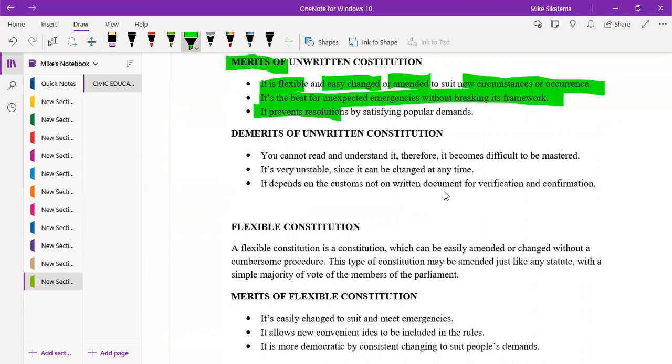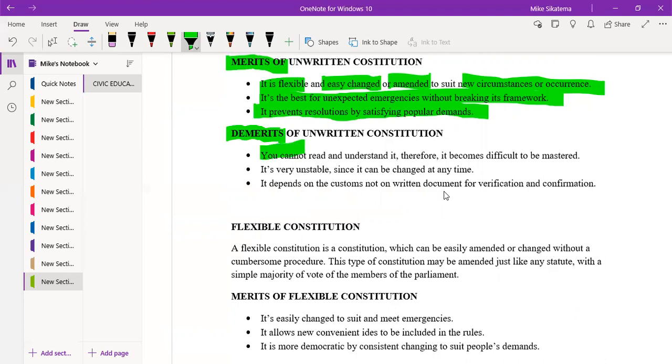It prevents resolutions by satisfying popular demands. Remember, a constitution projects the will of the people. So it means the people have to take part in changing the constitution. And it can prevent resolutions by satisfying popular demands because the majority always wins when it comes to the act of decision making. So what are some of the unwanted characteristics or the demerits of an unwritten constitution?